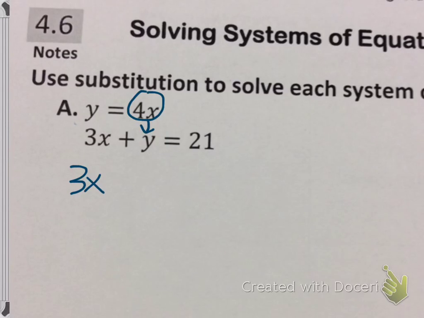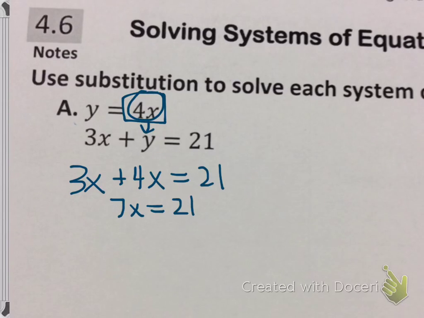So I'm going to have 3x, and instead of plus y, I'm going to use this value that y is equal to, which is 4x, and then set it still equal to 21 because I'm using that bottom equation to substitute into. Look how easy this became now. 3x plus 4x is 7x, and 7x equals 21. I'm just going to solve this now for x, so I need to divide both sides by 7, and I get x equals 3. 21 divided by 7 is 3.